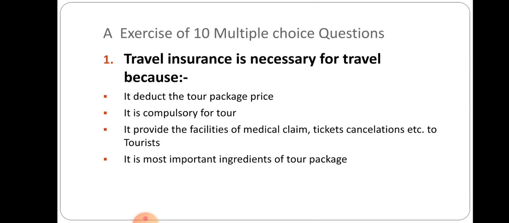Dear students, after this lecture, there is an exercise of 10 multiple choice questions. The first question is: travel insurance is necessary for travel because, option one, it deducts the tour package price; option two, it is compulsory for tour; option three, it provides the facility for medical claim, ticket cancellations, etc. to tourists. It is the most important ingredient of a tour package. As we discussed in this video lecture, the right answer is that it provides the facility of medical claim and ticket cancellations to the tourist.